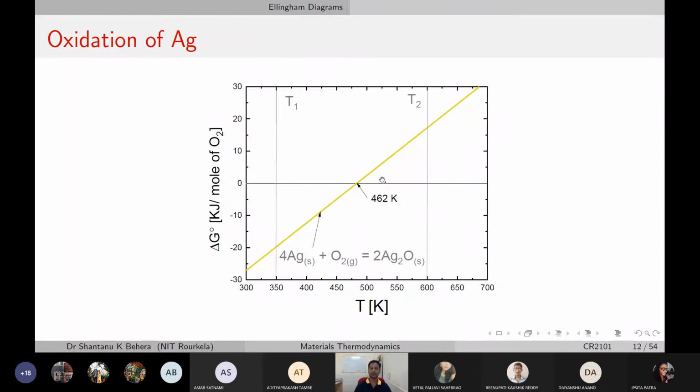And what about the slope? You see that this oxidation curve for silver has a positive slope. This is slanting onto the right. So this has got a positive slope. All right, and that would be the negative of delta S0.